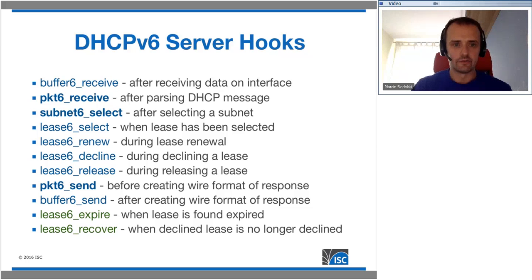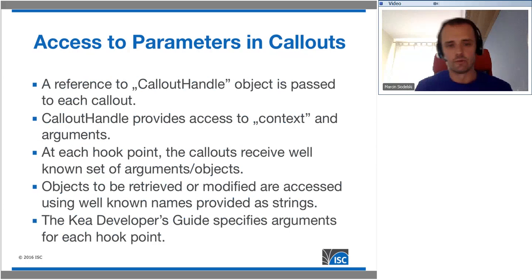So this is it, the V6 server hooks. Now, before we proceed to looking into the code, I think it's important to understand how the hook library communicates with the server. The most important thing is that the hooks framework provides you with a callout handle object that is passed to each callout you implement. And the callout handle provides you with access to the context.